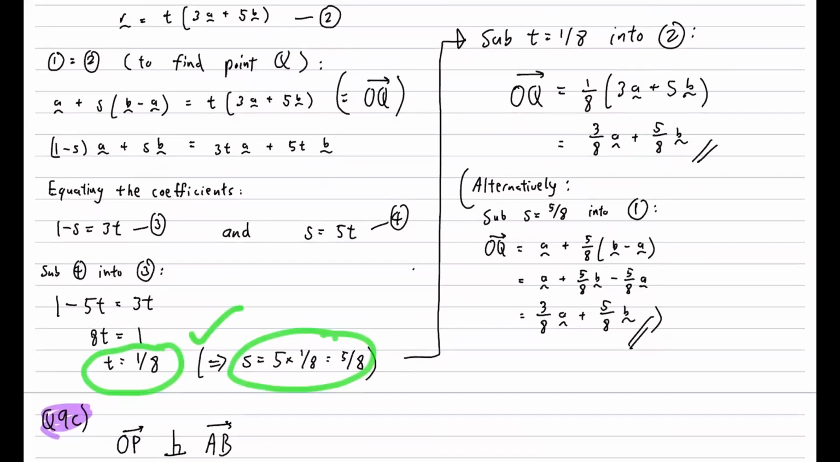I'm going to skip this. I think you should know how to do this. And so after I solve for t and solve for s, actually you don't need to solve for both. You just need one of them. Let's say I use t equal 1 over 8. So that's what I do here.